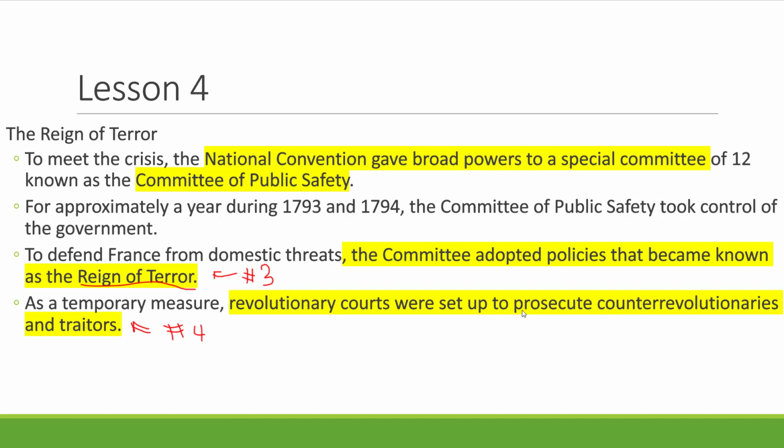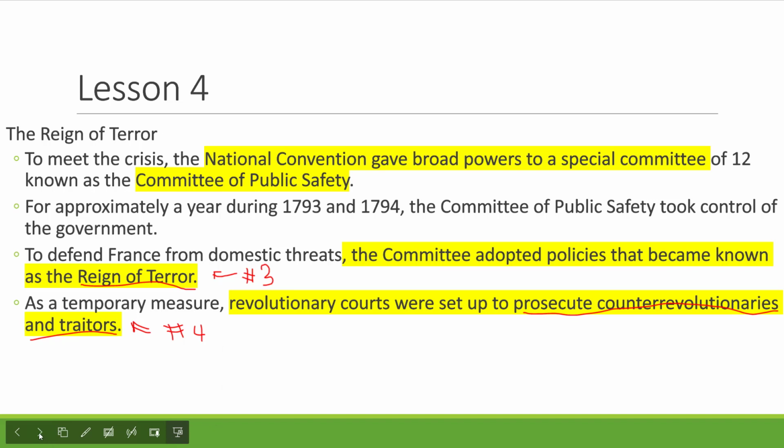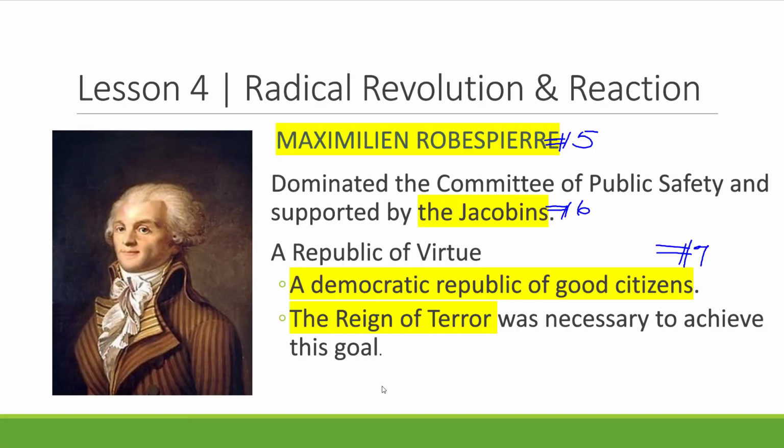So they prosecuted counter-revolutionaries and traitors, and sorry for that, but this is using my mouse. All right, Robespierre became the dominant leader, per se, of the Committee of Public Safety, and he was supported by a radical group in France called the Jacobins. His primary goal was to create a democratic republic of what he saw as good citizens, and what he considered a good French citizen to be.